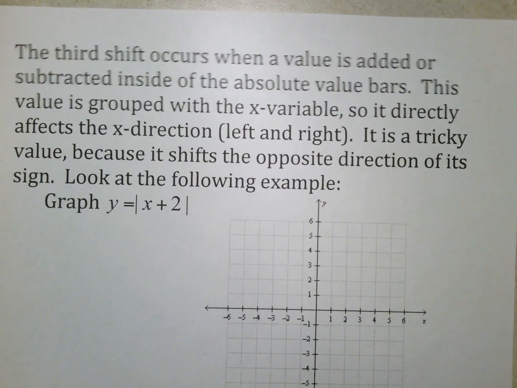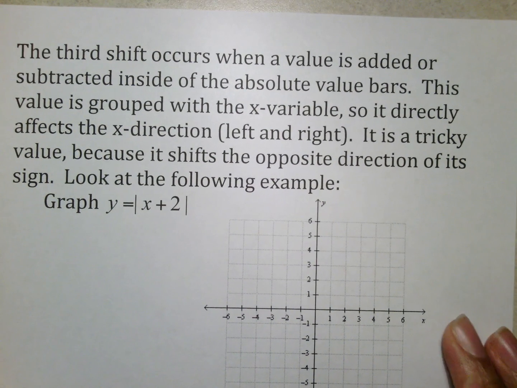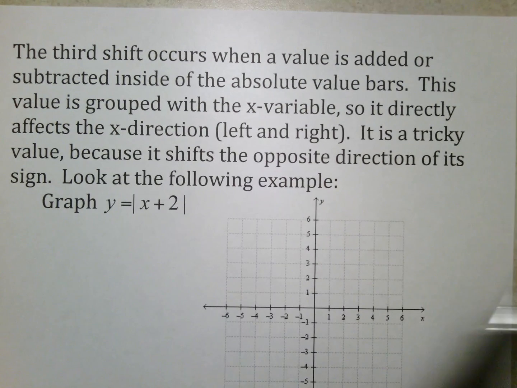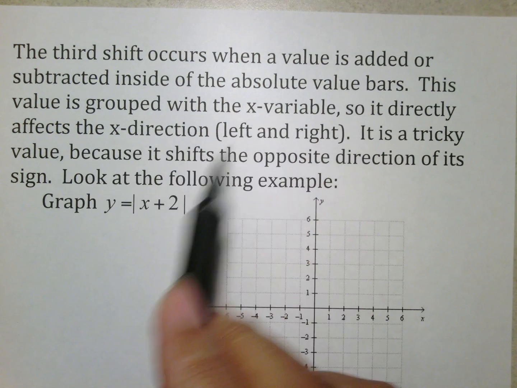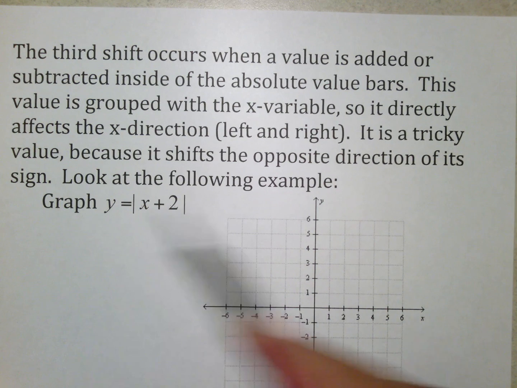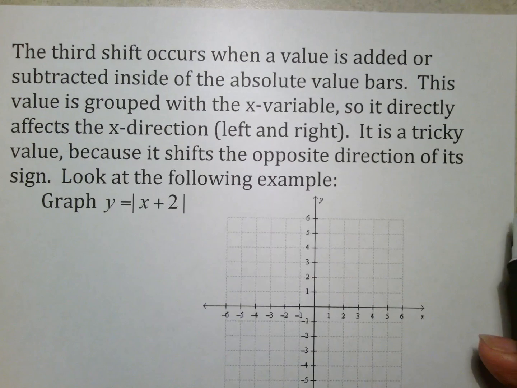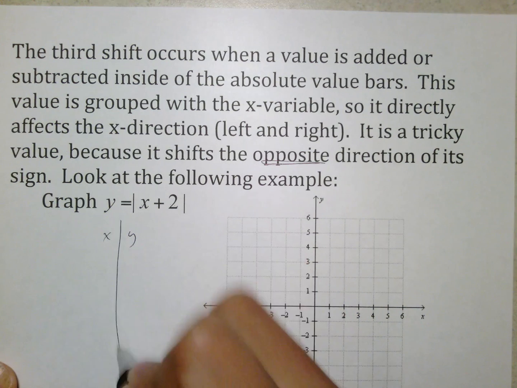And the third shift before we get to our practice is when a value is added or subtracted inside the absolute value bars. This is grouped with the x variable, and so for me it directly affects the x direction. So since this is with x, it affects x, which is going left and right. It is a tricky value because it typically shifts the opposite direction. Again, I hope you're writing down notes. Look at the following example. Let's again look at an xy chart officially.